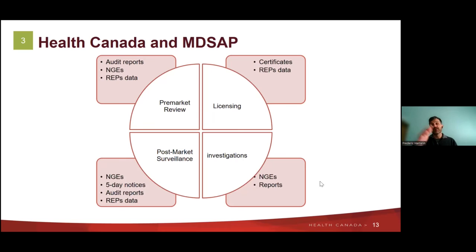From that pre-market review to licensing. As I'd mentioned previously, as part of our licensing process, manufacturers submit a certificate, not an audit report. So we don't review audit reports as part of licensing. We rely on the certificate, which is why it's important for us to have a strong program and confidence in those auditing organizations. So we can then turn around and take this certificate and trust it at face value and say, yes, this certificate tells me that this company is complying and we can move forward with the marketing authorization.